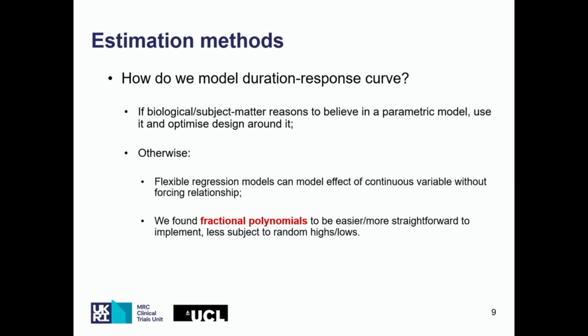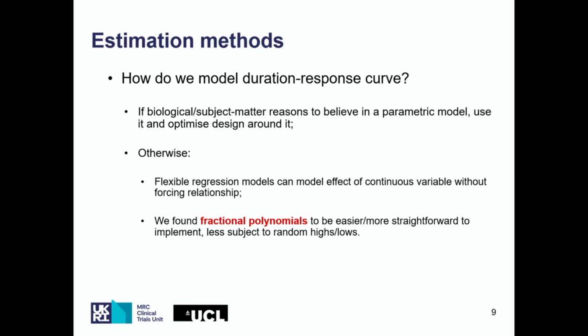To answer the first question about how to model the treatment response curve, it is important to differentiate between a situation where we have biological or subject matter reasons to believe that a specific parametric model might be the best one in describing this curve, or, in our experience, a much more common situation where there is very little evidence that shows us what is a likely relationship for the treatment response curve. In the first situation, of course, we would argue that choosing the correct parametric model is the best possible approach. In the second one, a good idea is to use flexible models.